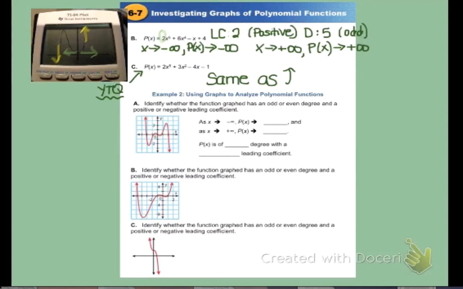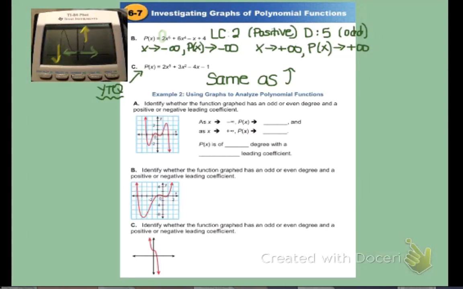Okay, so what you probably found out is that this graph was very similar to the one in example B, and in fact the leading coefficient is the same. It's 2 and positive, degree is 5, which is odd, and that means that the end behavior will be identical. And so really it's basically a duplicate of example B. So let's move on and look at example 2, where I have provided some of these graphs, and we're going to do a little more analysis of these polynomial functions.